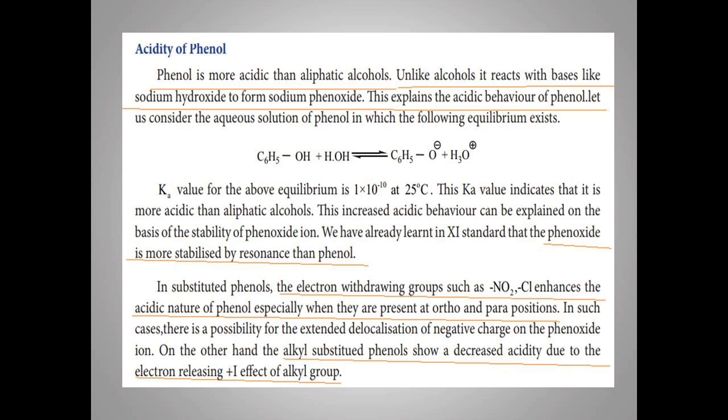The next one: electron withdrawing groups like NO2 and Cl. Suppose they are attached to the phenol, they increase the acidic nature of phenol by withdrawing electrons and releasing the hydrogen. It especially increases the acidity when the electron withdrawing groups are present in ortho and para positions. Sometimes electron releasing groups like alkyl groups are present in the phenol. They decrease the acidity. Whatever lines I have underlined here, you should study well.